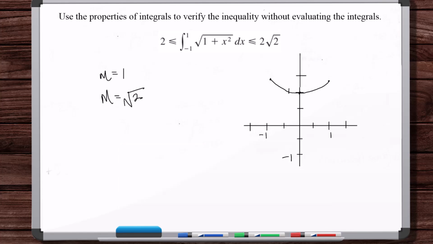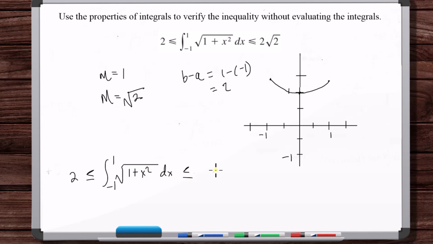So what is b minus a? That's 1 minus minus 1, that's 2. So 1 times lowercase m, and then we put the integral, and then 2 times uppercase m. And there you go, there it is.